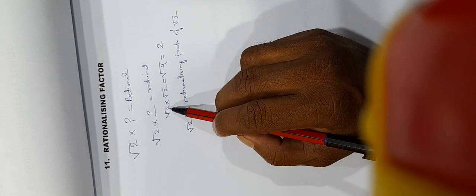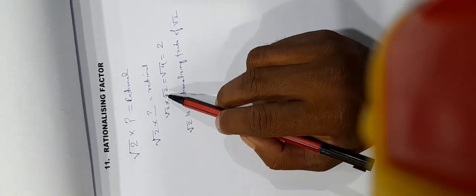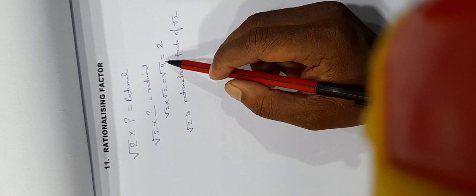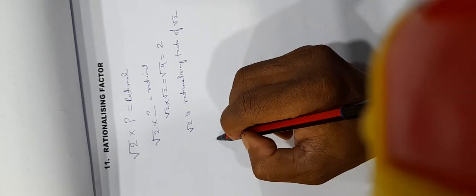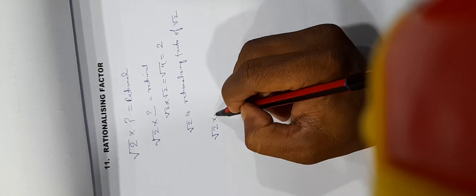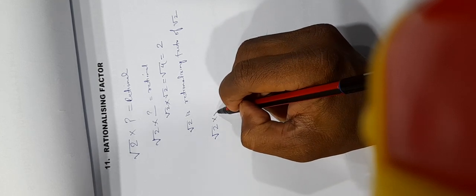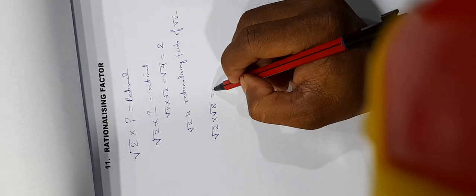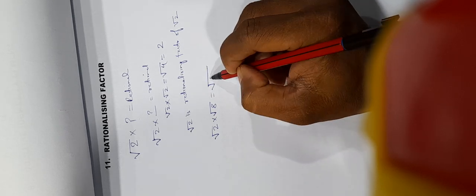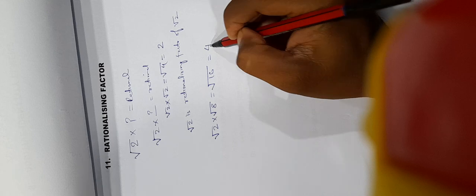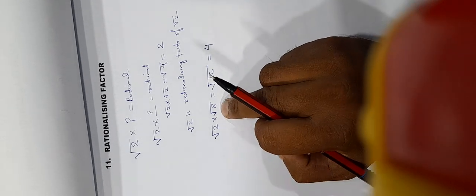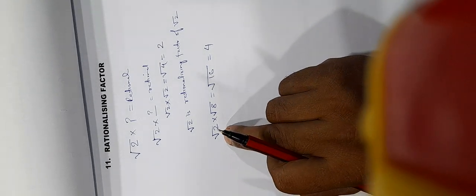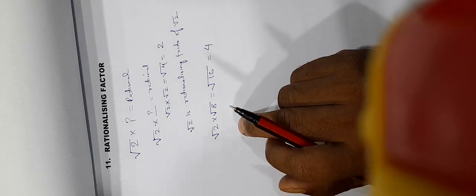Multiplication of square root of 2 by another square root of 2, you got a rational number. Same thing you can find square root of 2 multiplied by, say for example square root of 8. You got square root of 16. This is rational. Therefore square root of 8 is a rationalizing factor of square root of 2.